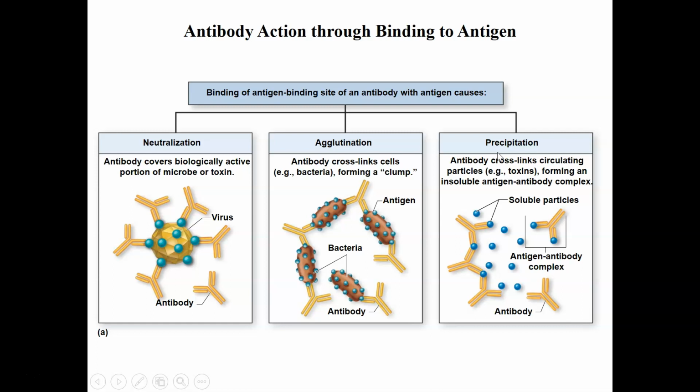Here's an example of precipitation, and this is most useful for small, soluble substances, for example, toxins that can wreak havoc in the body. But if they are precipitated by this also antibody-antigen chain of substances here, it's going to take this soluble toxin out of solution, and that's going to make it ineffective.